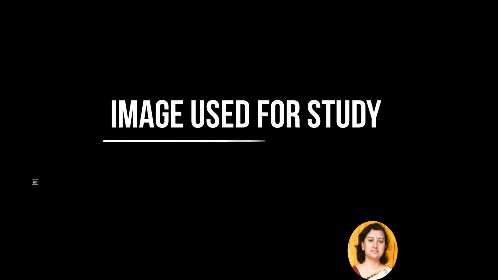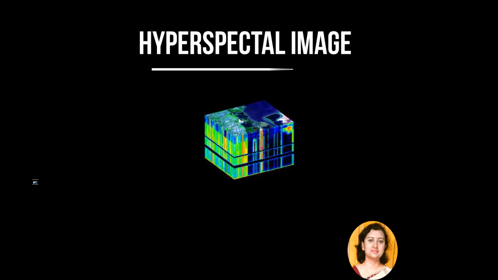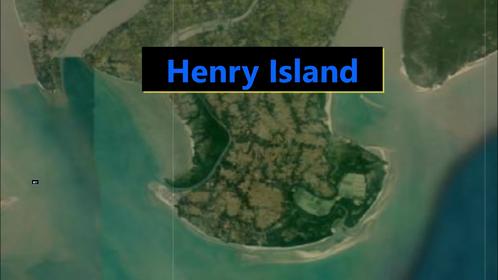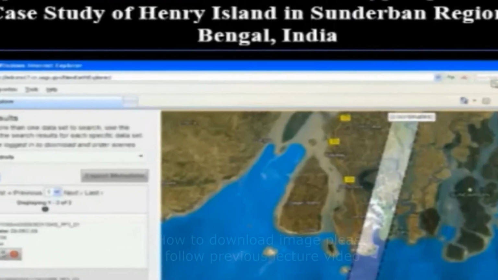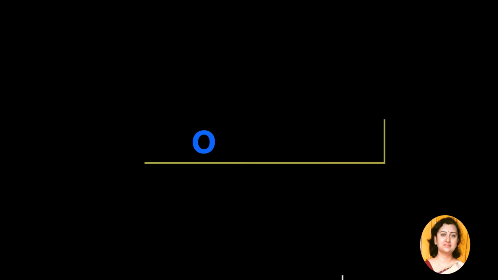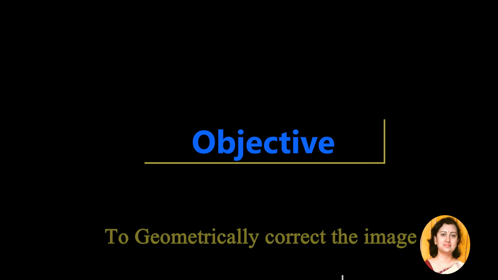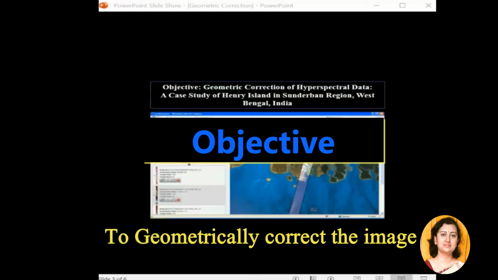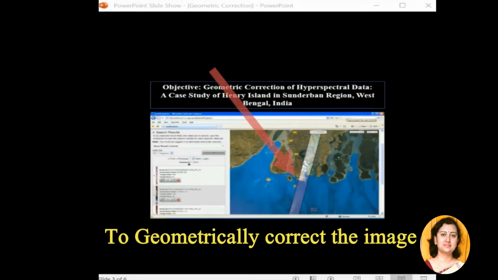Now, the image that we are using in this particular study is the hyperspectral image of Henry Island in the Sundarbans region of West Bengal. How to download this image has already been demonstrated, and the objective of today's class will be to geometrically correct this hyperspectral image of the Henry Island of Sundarban.